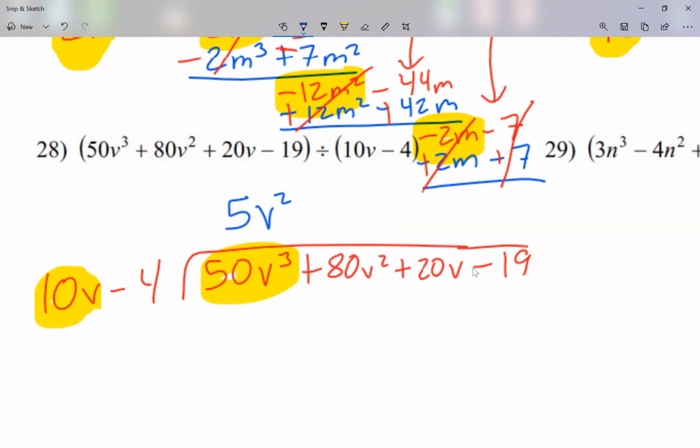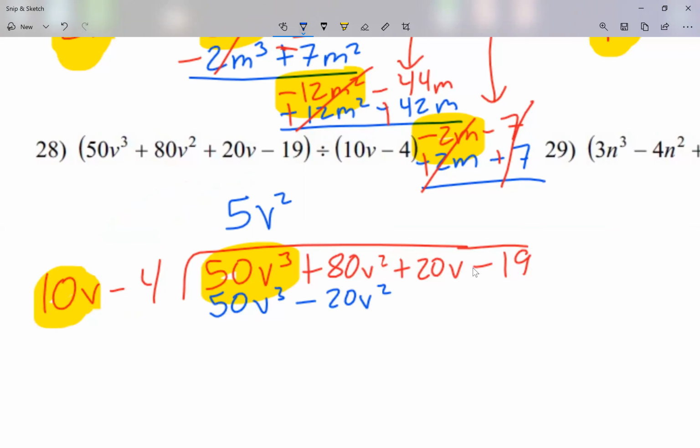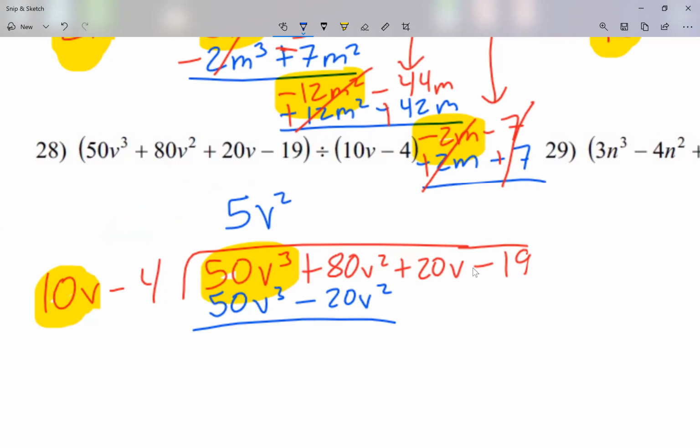Okay, so let me multiply this out. 5v squared times 10v gives me 50v to the third. 5v squared times a negative 4 gives me a negative 20v squared. And I'm going to subtract. So let me ignore this line for right now. I'm going to subtract these two polynomials, the first two terms. But I remember, when I subtract polynomials, I must change the signs of the second polynomial.